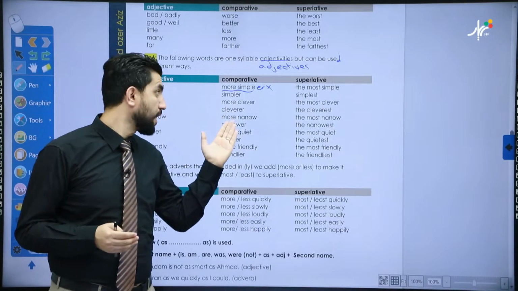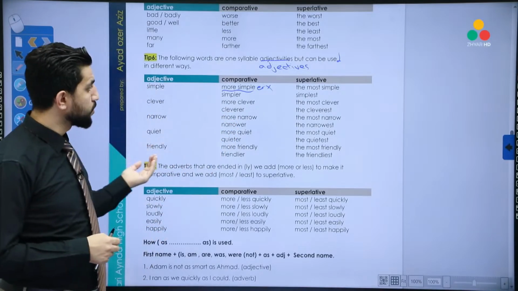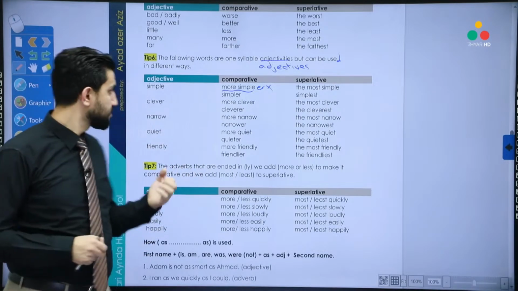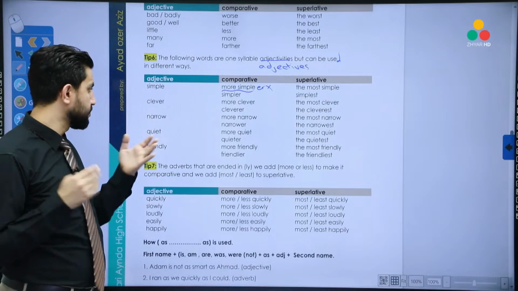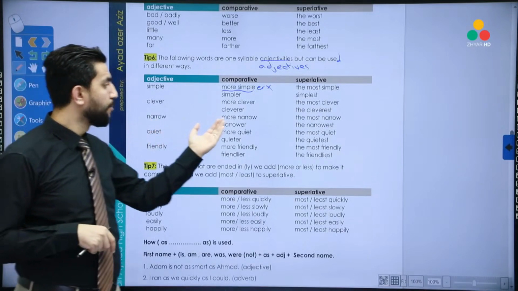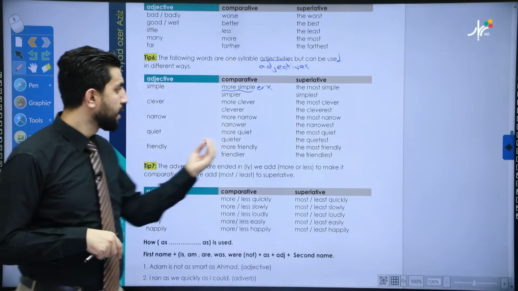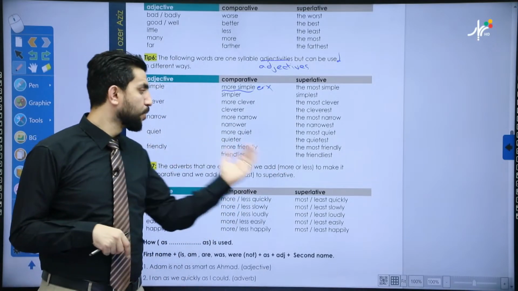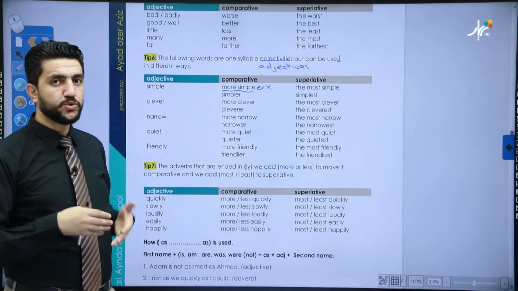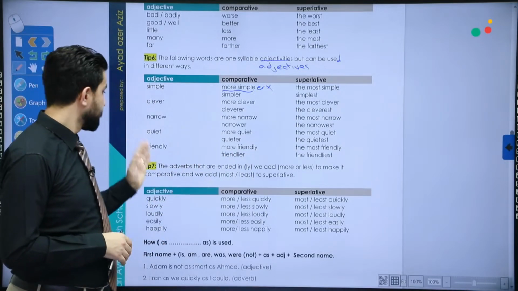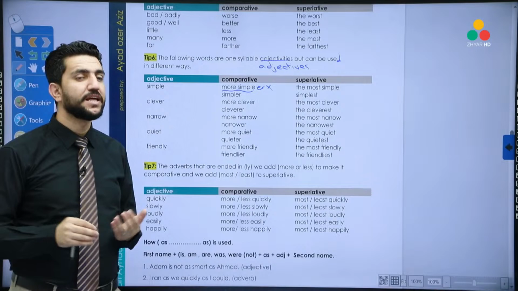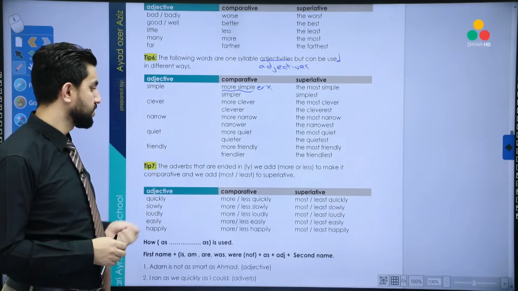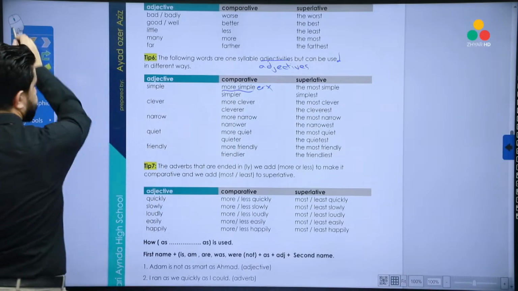Clever, cleverer, more clever. The most clever, the cleverest. We can use these in two different ways. Narrow, more narrow, narrower, and the most narrow and the narrowest. Quiet, more quiet, quieter, the most quiet and the quietest. Friendly, more friendly, friendlier, the most friendly, the friendliest. We can use it this way.